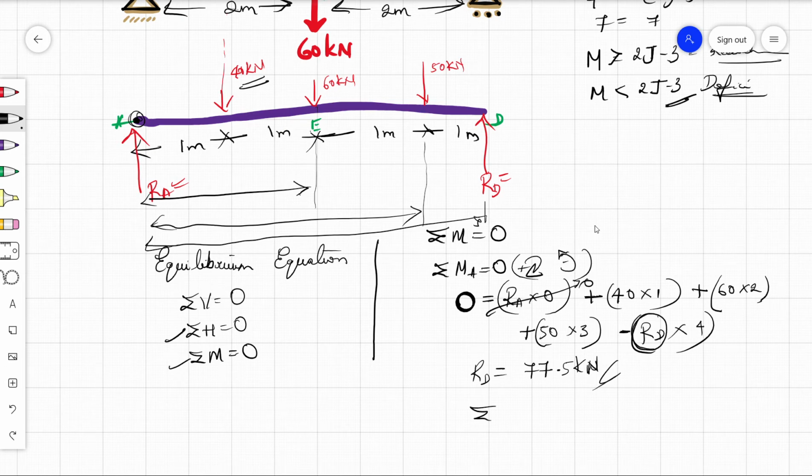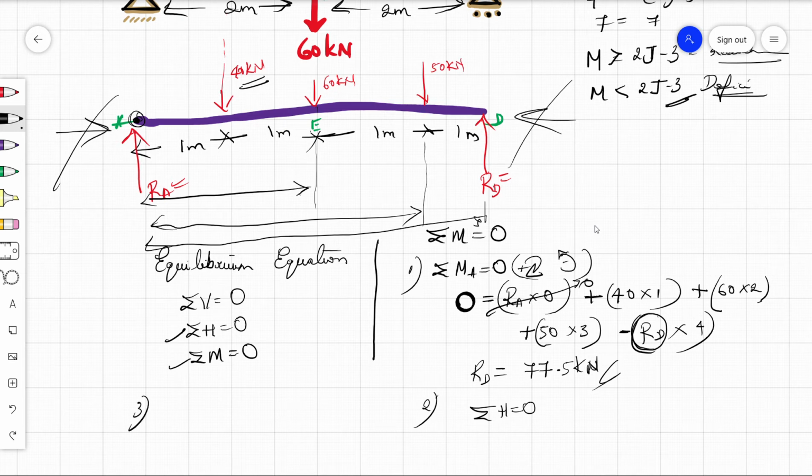Summation of horizontal force is equal to 0. Do you see any horizontal force in this direction or in this direction actually? There is no horizontal force itself. So we don't need this formula. For the second formula, there is no horizontal force. And what is the last formula?